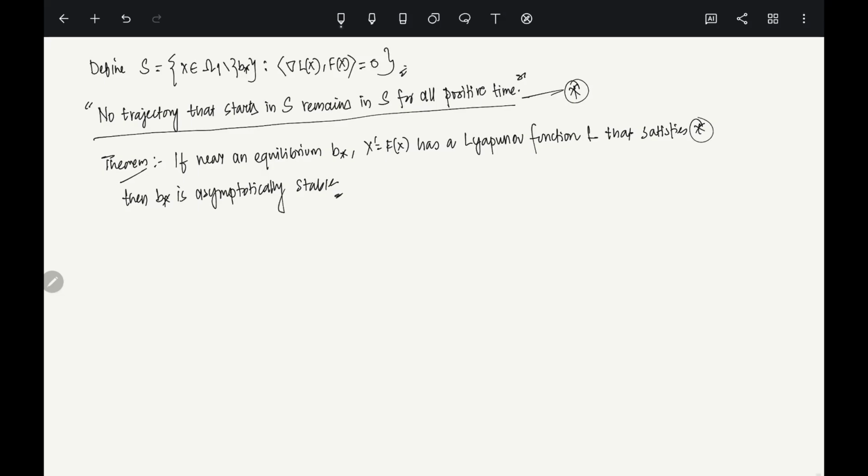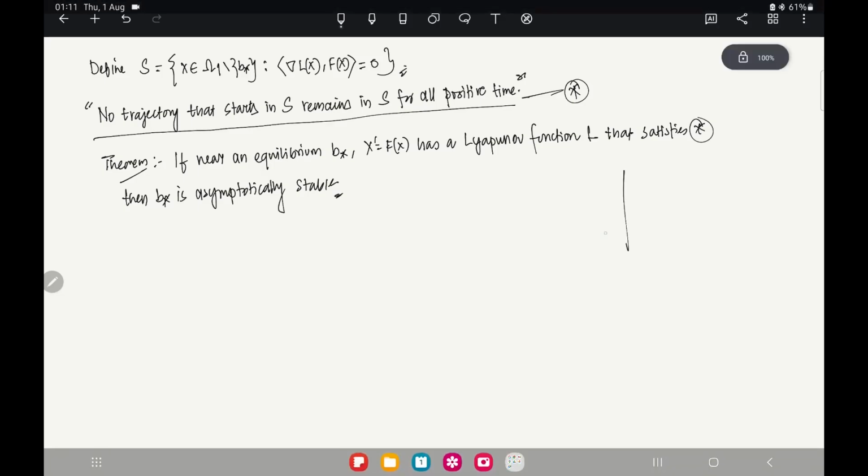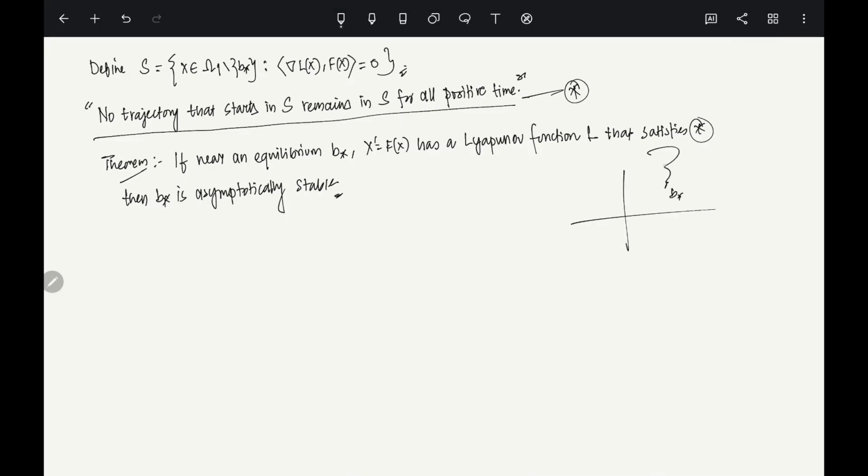If you have a trajectory for which something like this happens, then we cannot say that b star is asymptotically stable. Is it okay? So basically what we want is this: no trajectory which starts in S remains in S for all positive time t. It has to somehow leave S, because unless it leaves S, we cannot have the energy going towards zero. We know that if the equilibrium point is asymptotically stable, it has to approach the equilibrium point along any trajectory. Let's say b star is the equilibrium point. If you move along any trajectory, the energy of the system is decreasing, and at b star we need the energy to be minimal. The system along any trajectory has a minimum at b star. That's what it is saying.